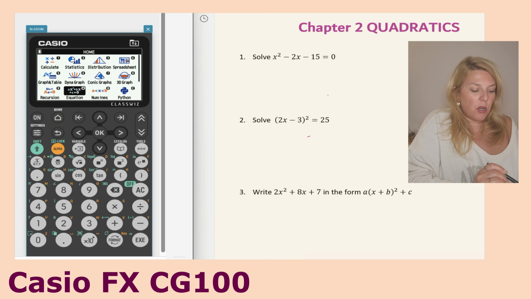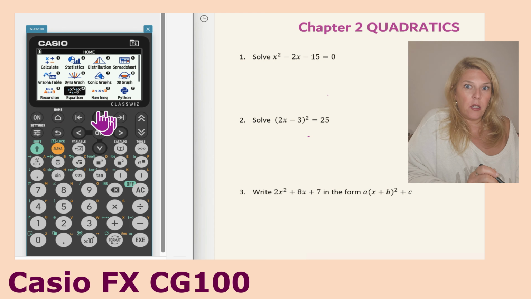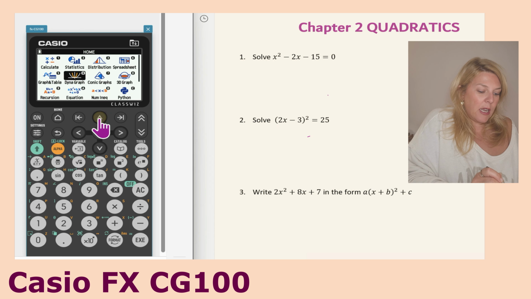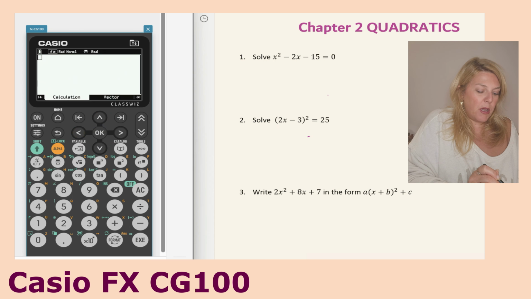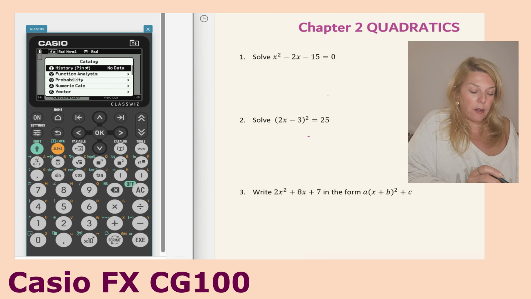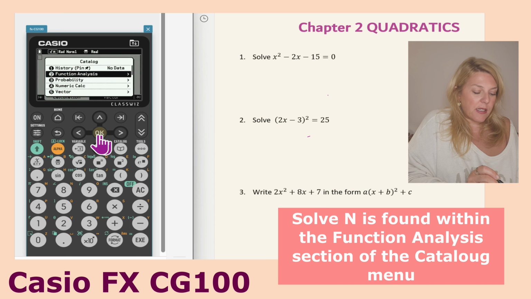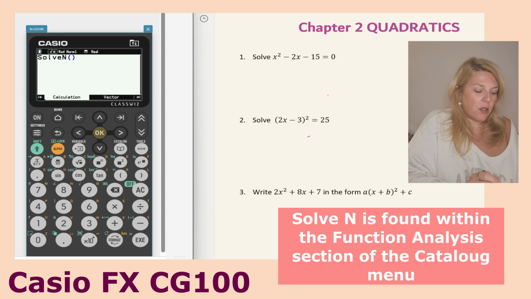The other way that I want us to practice working on this is to use the solve n function in calculate. So we're going to go to the calculate app on the menu, and we need to go to catalog to go to solve n. If we scroll down to function analysis, go into there, and then we want to come all the way down to number 5, solve equation. So use the cursors to come down, and okay.